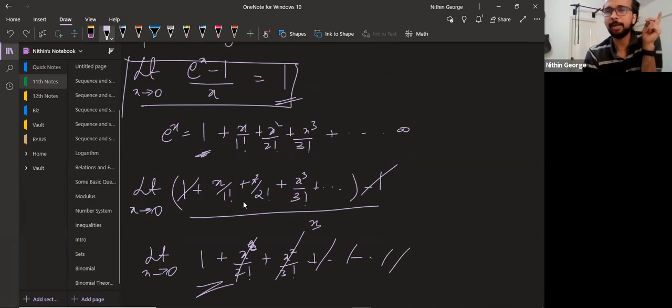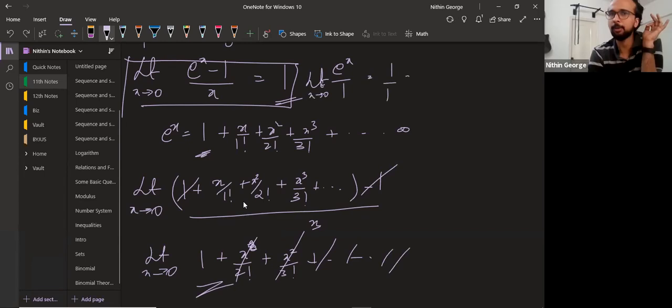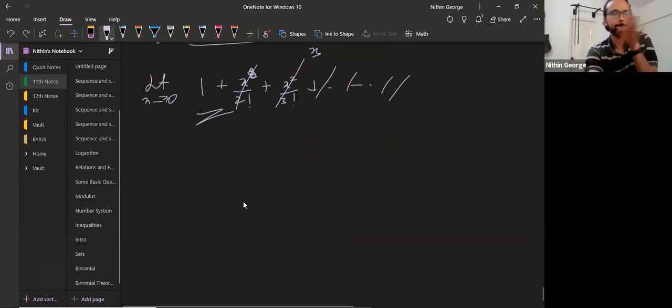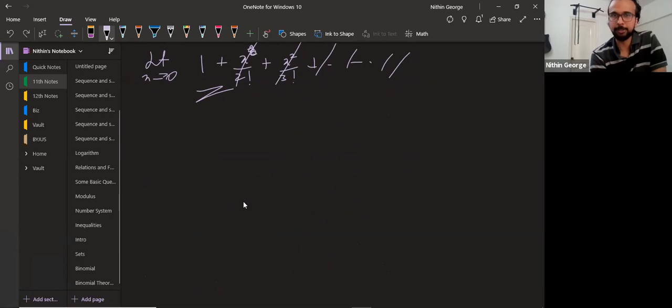All right. E power x minus 1: the numerator, if you differentiate, you get e power x. Denominator, if you differentiate, you get 1. You put limit x tends to 0 here, you get e power 0, which is 1 by 1. That is also 1. This is L'Hopital rule. Okay, don't forget. I can't believe I'm using L'Hopital rule to explain to you guys. But anyway.